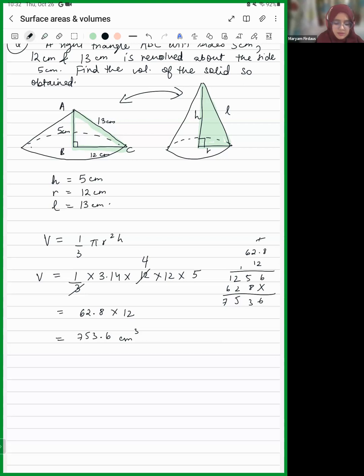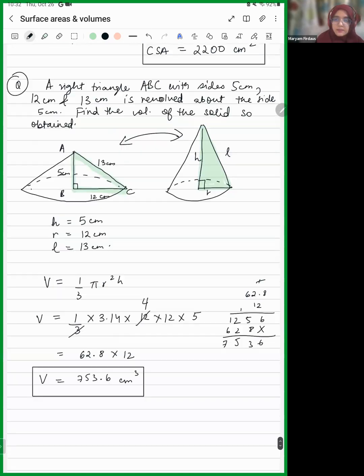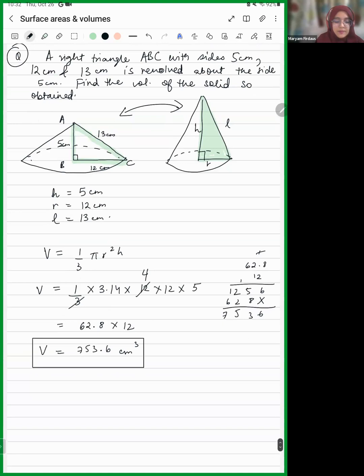Solved it? Did you all find the volume? What are you getting? Yes, Abdul Jabbar. Yes, ma'am. Are you getting the same thing? Yes, ma'am. Okay.